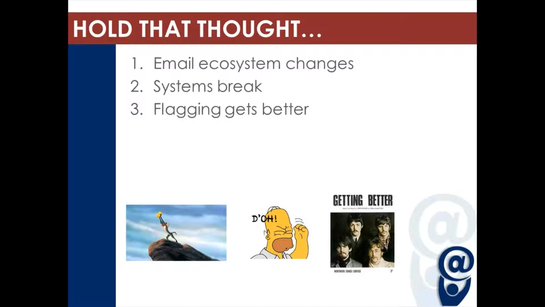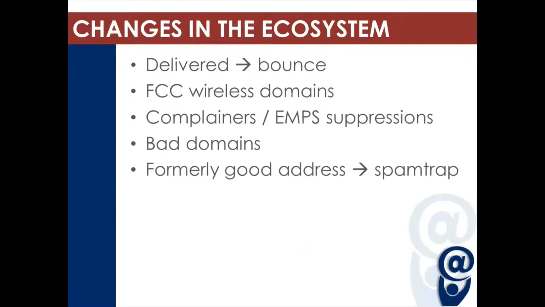So those are three complications, right? Let's take these in turn and see how they might affect you or affect your confidence in what you think is your best asset, which is your email address file. Changes in the ecosystem, that was our first thing. So what are some of the changes that actually happen? Well, of course, delivered addresses can turn into bounces. Just because you sent an email and it got delivered today doesn't mean that tomorrow you won't send to the same address and it won't bounce.